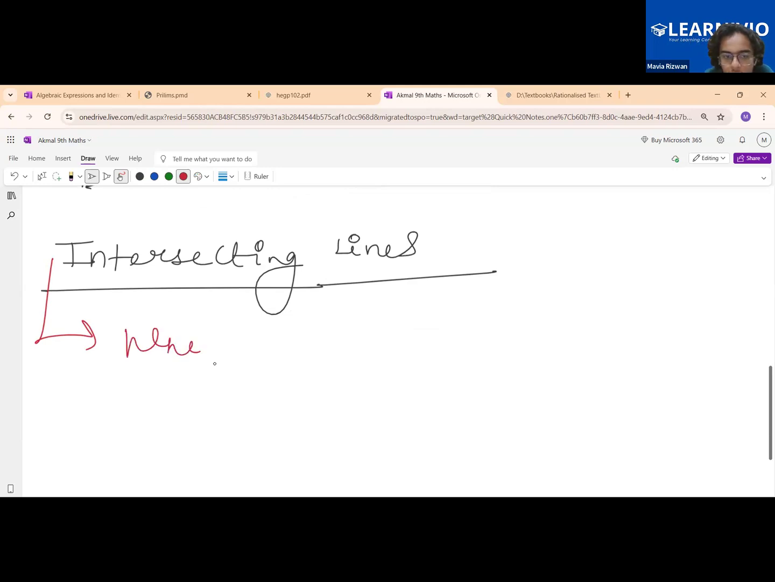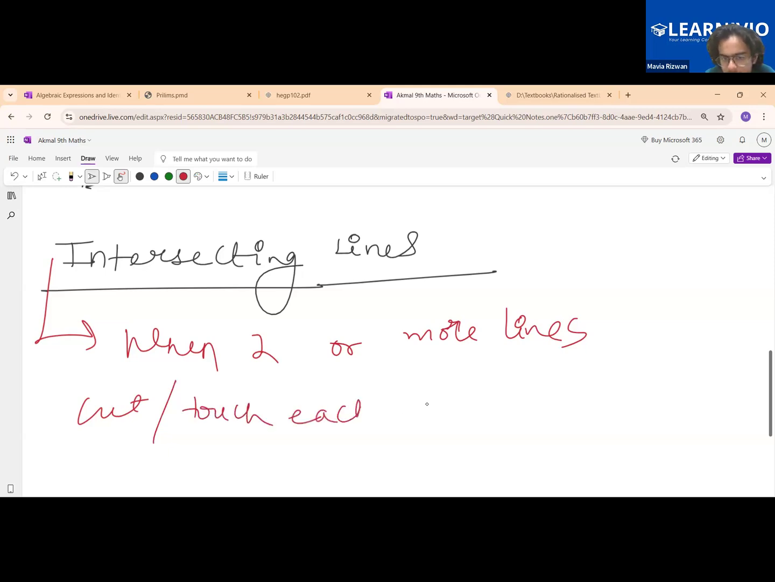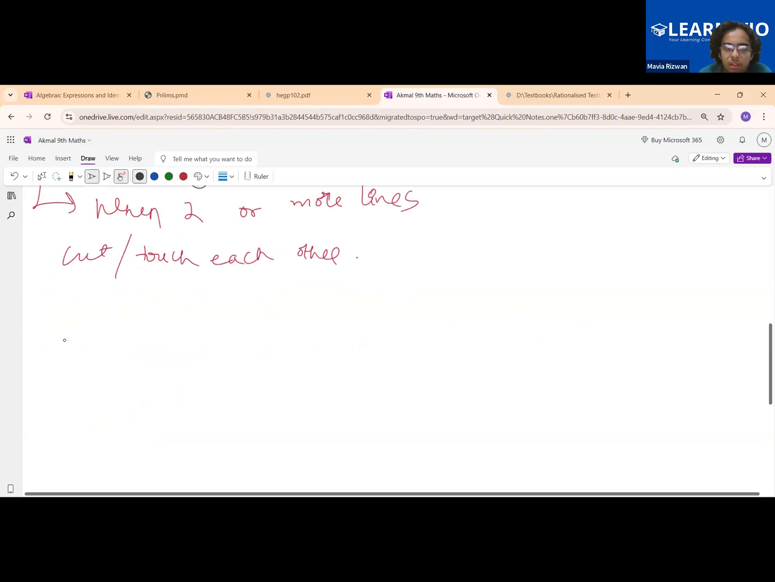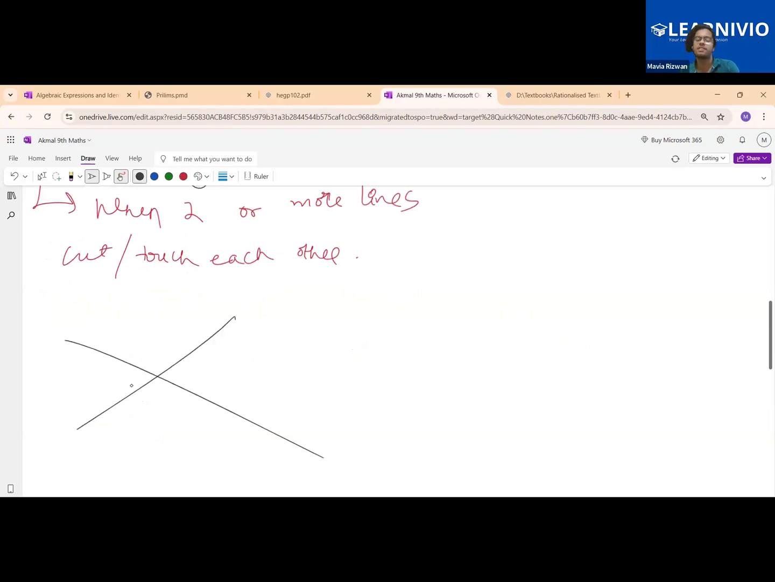When two or more lines cut or touch each other, they are known as intersecting lines. Like if I have a pair of lines like this, very simple, we can see that these two lines are cutting each other at a point. Let's name this point as O. So these are intersecting lines. Clear?